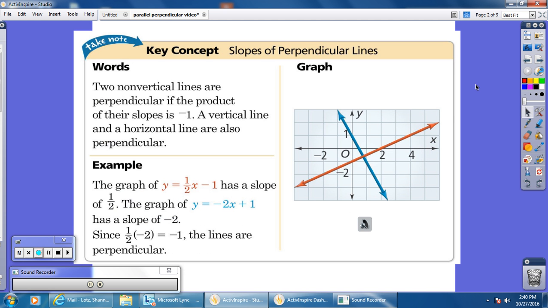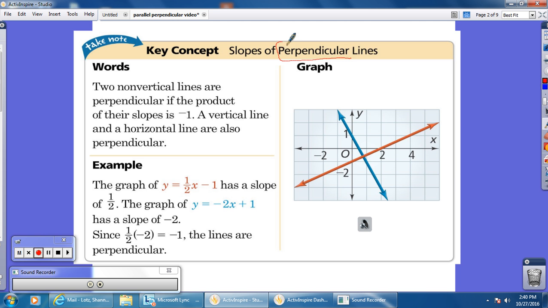Now let's look at perpendicular lines. Well, perpendicular lines, you can see they're crossing. And the word perpendicular means 90 degrees, right? So that means that they're going to create a 90-degree angle. So what does that mean according to their slopes? Well, their slopes are not the same, obviously, because they're crossing. But what they do have in common is that when you find the product, when you multiply their slopes, it's -1.